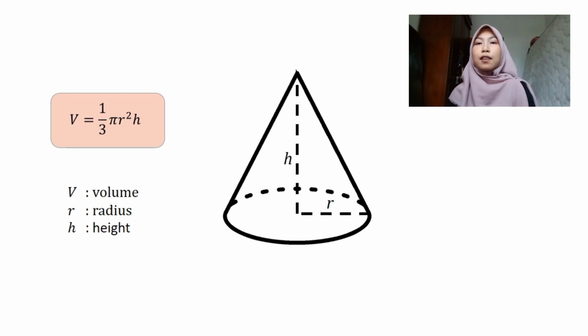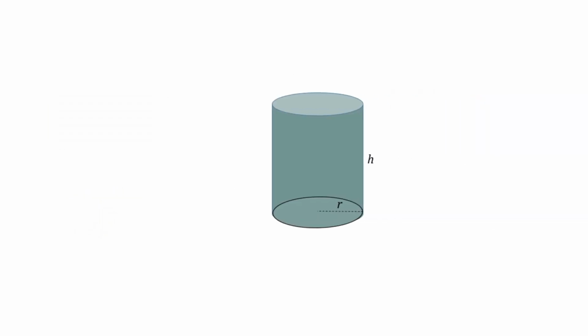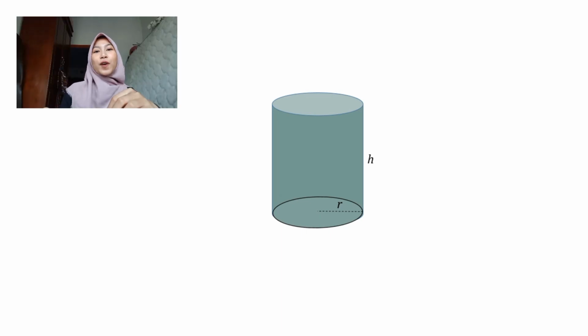Now I want to ask, why? Why does the formula become like this? Is it just a random number and symbol? Definitely not. Let's get to the next slide to prove the formula. Excuse me, miss, but it's a cylinder, not a cone. Yeah, good question. To prove the cone's formula, we need help from a cylinder.